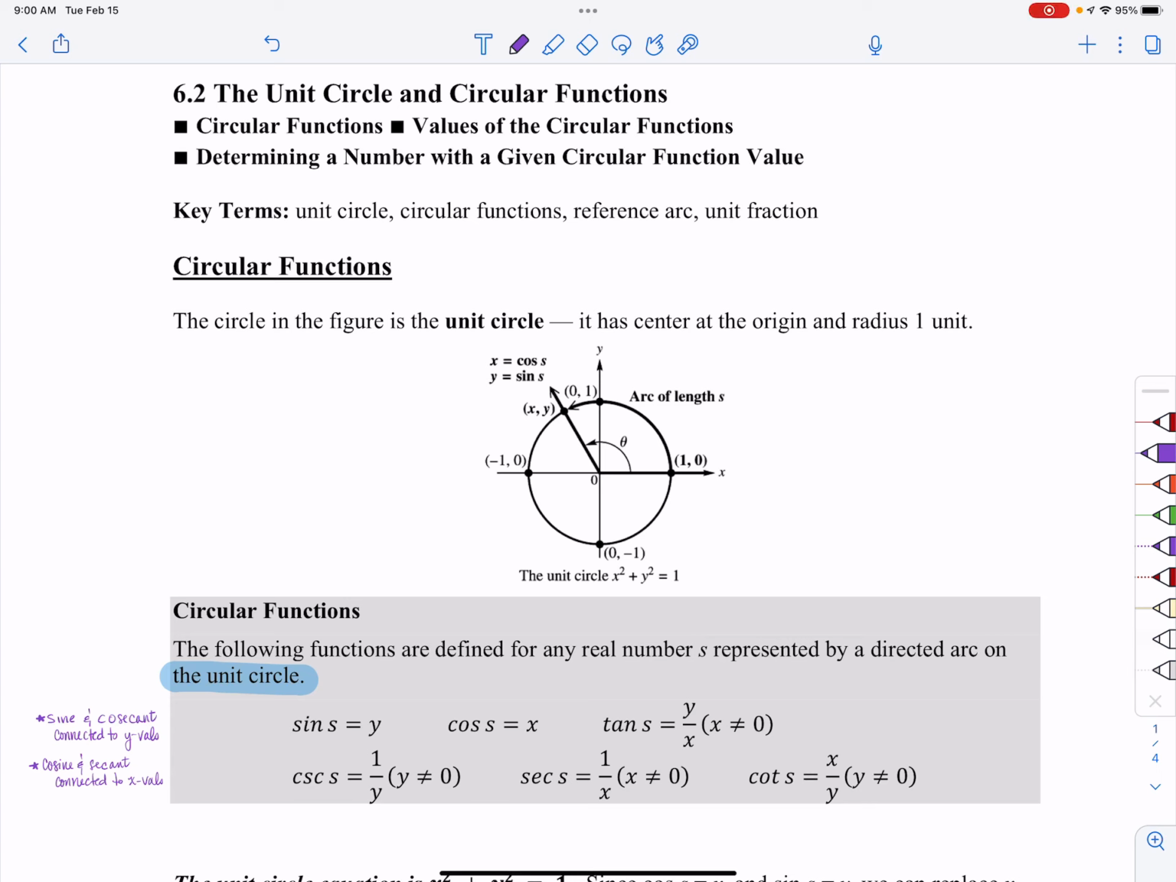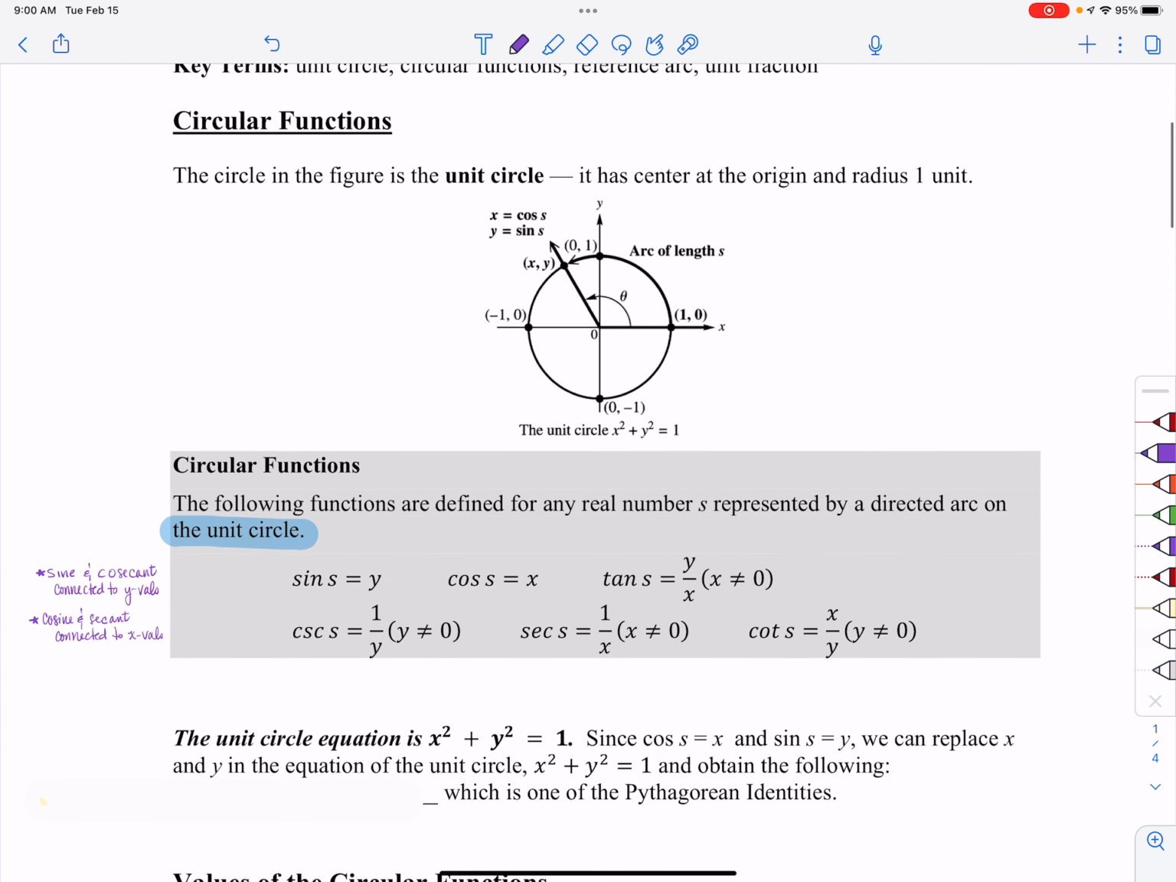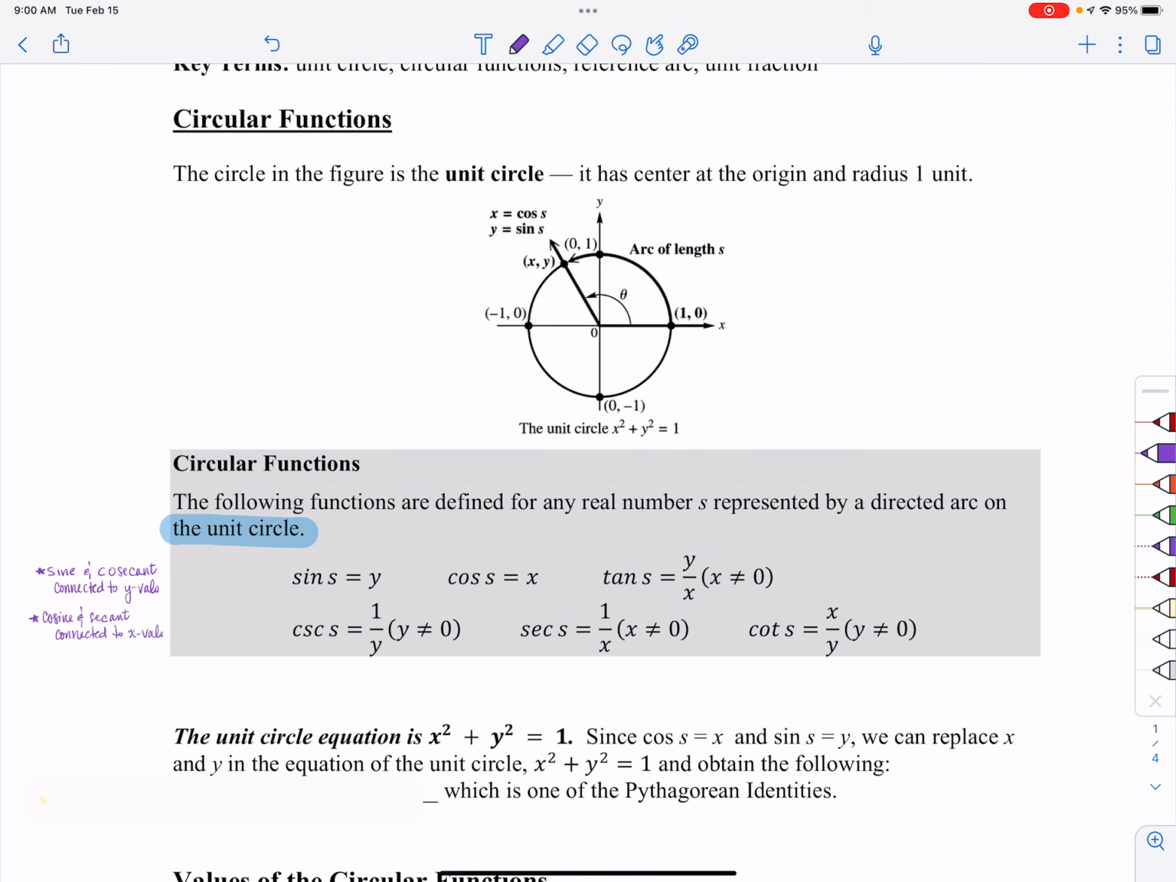Hey folks, so this is going to be a video over section 6.2. We're going to be dealing with the unit circle in radians. So looking at this first graphic here, we've got the unit circle. Remember, that means that the radius is equal to 1 unit. The center is at the origin.